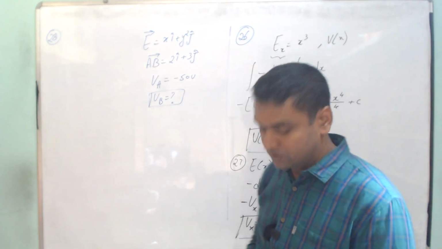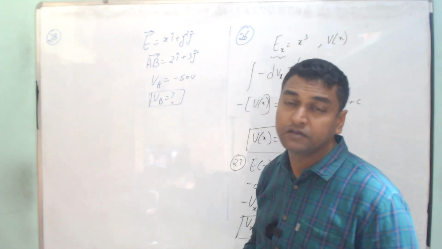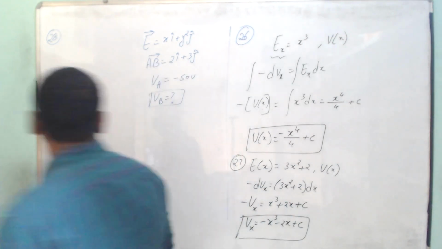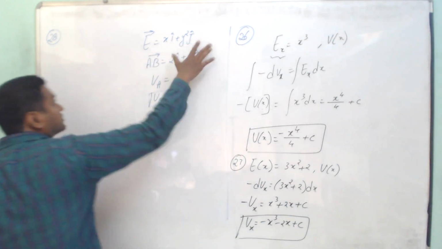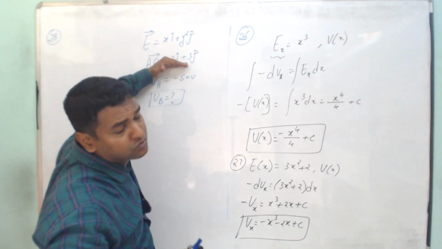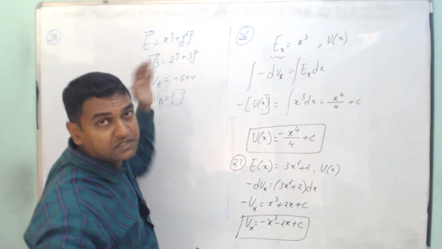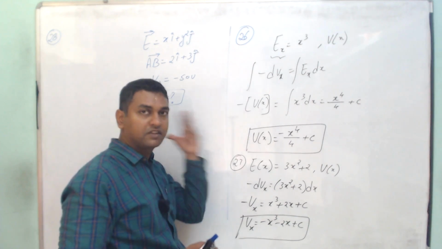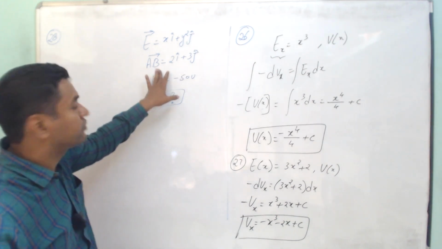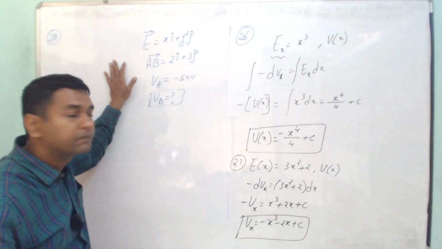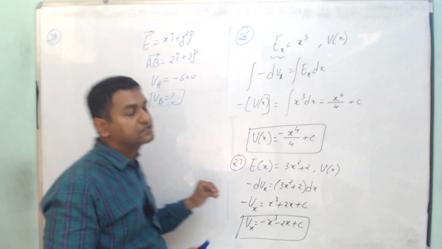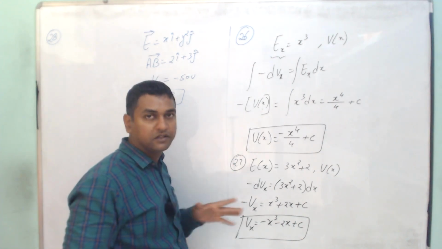Here I have given some variables. The electric field is x i cap plus y square j cap. It is given AB bar is equal to 2i cap plus 3j cap. That means he has given point A, point B, everything. A is my initial point, B is my final point, right? And he says if the potential at A is minus 50 volt, find the potential at B.